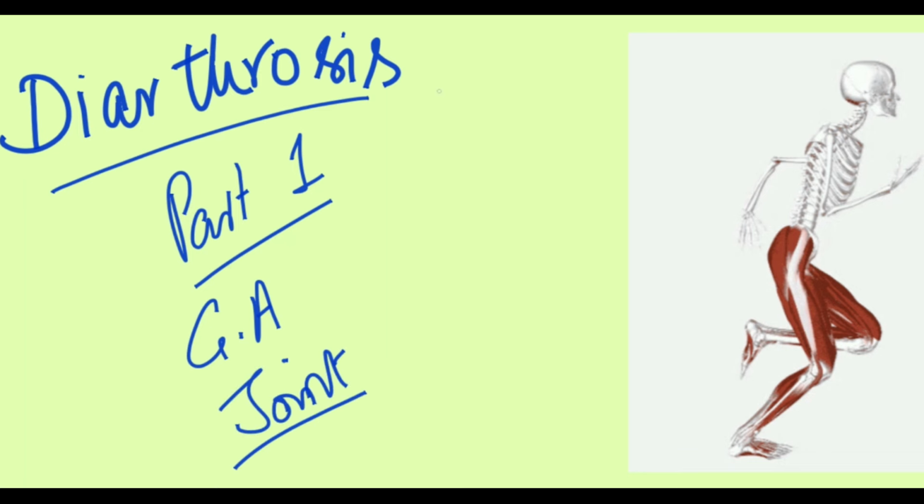This was part 1 of the general anatomy joints lecture. Part 2 will start with the detail about the diarthrosis, the cavitated joint. So that's all about today's lecture.